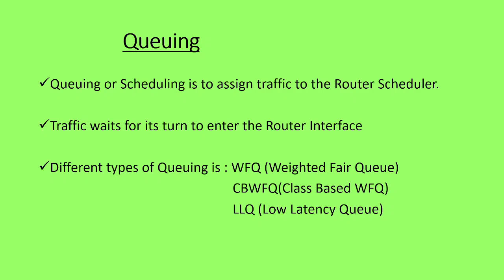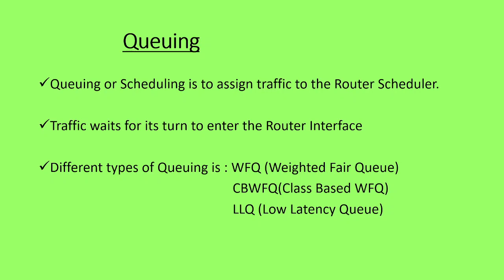Then comes queuing. Queuing or scheduling means first we have to assign the priority to the traffic. Then the traffic has to be queued to the router. So there is a router scheduler, and in the scheduler the traffic is queued, meaning the traffic waits for its turn to enter the router interface. We cannot allow all the traffic to enter the router at the same time, because then there would be no point in assigning marking. We have to mark certain traffic and give it priority, and that traffic will be allowed first and then the other traffic. So it will be like a line by line process, a queuing process, a serial process. First the traffic which gets the highest priority will enter the router scheduler, and then the second one, and then the third one. So the traffic waits for its turn to enter the router interface.